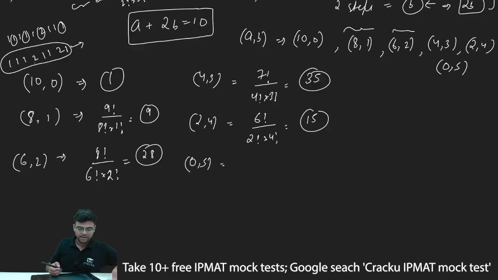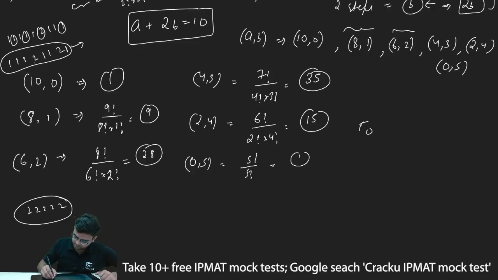So again 10 comma 0 can also be written as 10 factorial divided by 10 factorial. 0 comma 5 can be written as 5 factorial divided by 5 factorial, which is 1. Also if there are all twos, let's say if it is something like 2 2 2 2 2, there is only one way to arrange this.